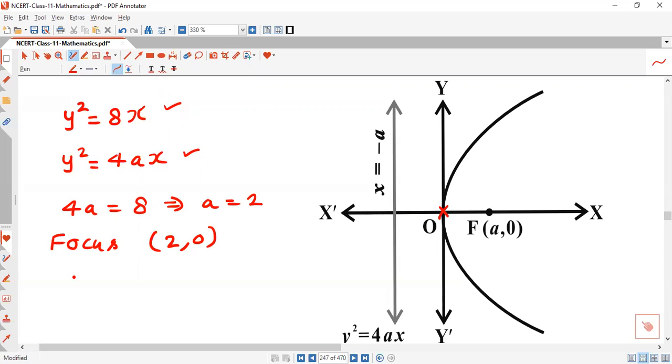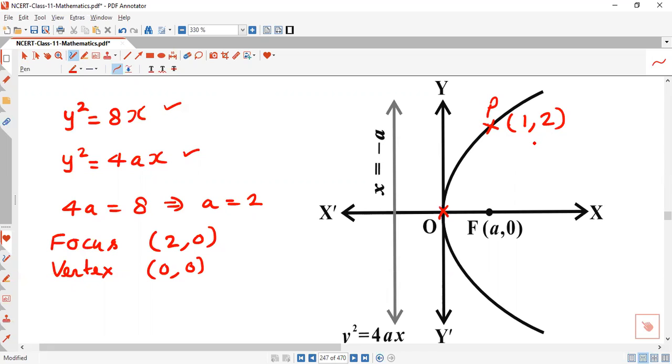Even in this case, the vertex coordinates will remain the same. Vertex is (0, 0). Now, let's say there is a point P, and the coordinate of this point P is (1, 2). So what is the value of t?